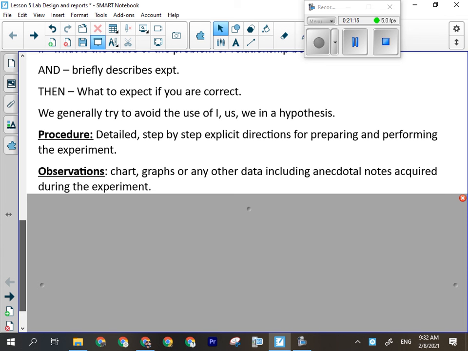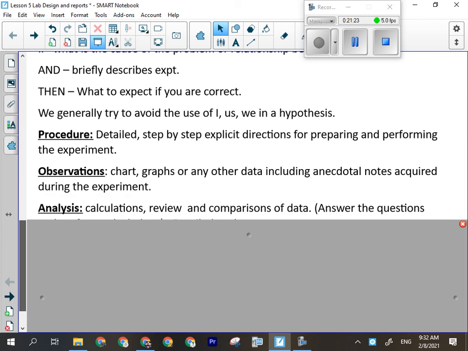Once you have your observations, now you have to compare them to your hypothesis. We call that analysis. Most of the time for you guys, that's just going to be some questions that you have to answer. For the lab we're doing on Wednesday, it's going to be: figure out what A is, figure out what B is, figure out what C is. That's going to be your analysis.